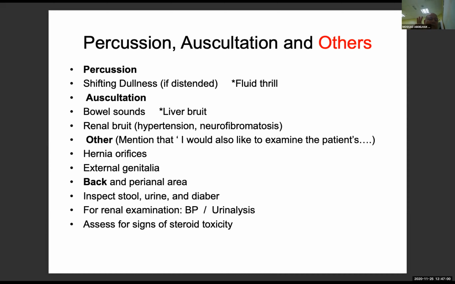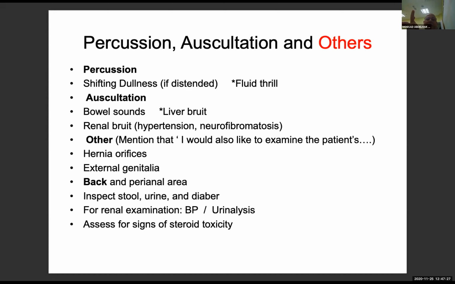You must check, as we said before, external genitalia. Is there any hernial orifices, especially if indicated? It is not for every patient coming to us. We will look for that if the issue is related to the abdomen or the patient has criteria of delayed or precocious puberty like that. But the hernial orifices are very important.